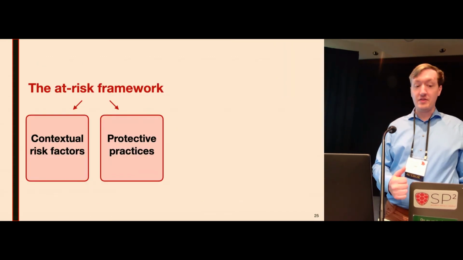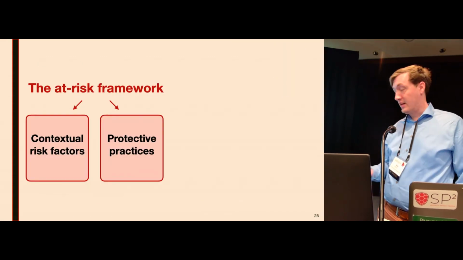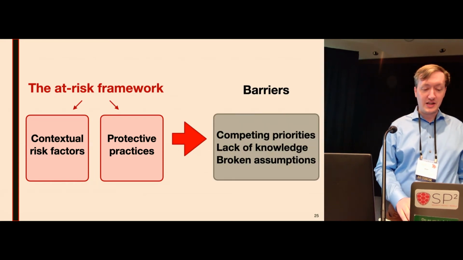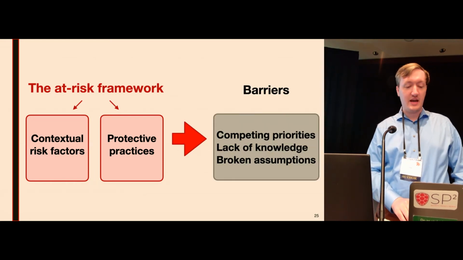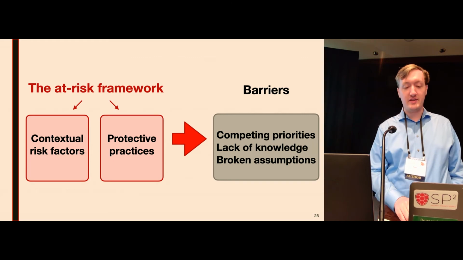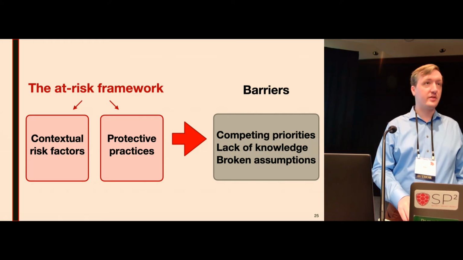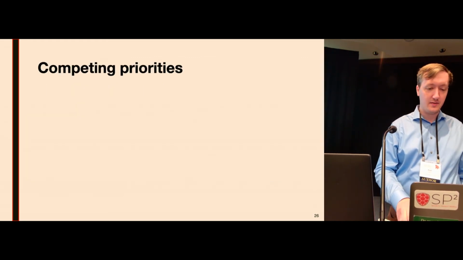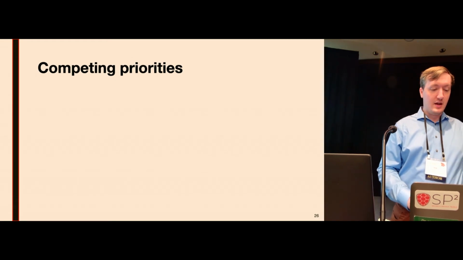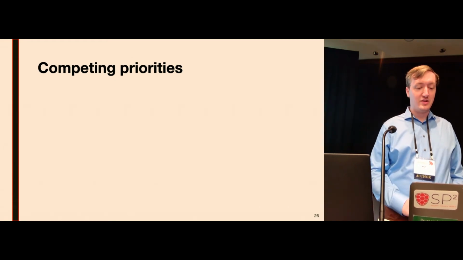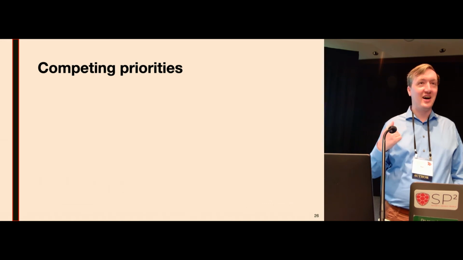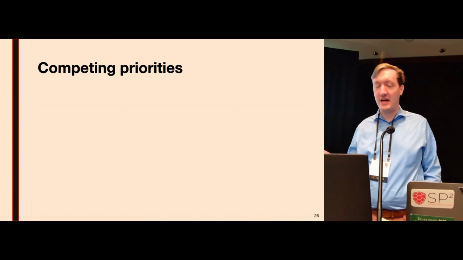So during the thematic analysis that led to the development of this framework, we also identified a set of barriers that prevented at-risk users from adopting protective practices, as informed by the particular contextual risk factors that they experience. The first example of this were priorities that competed with digital safety. Collins has provided us already in this session a perfect example of that.